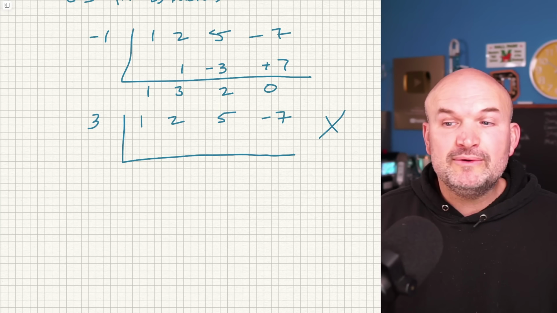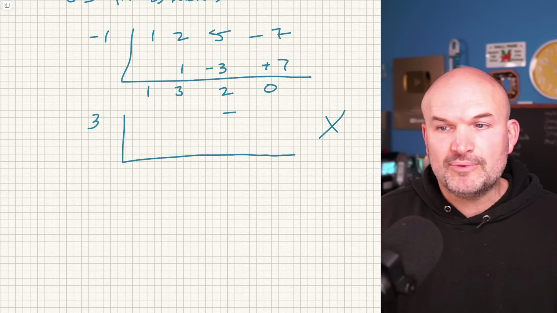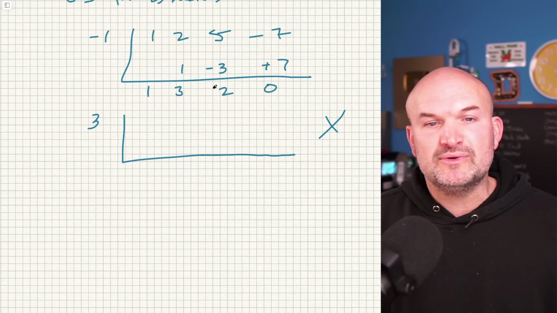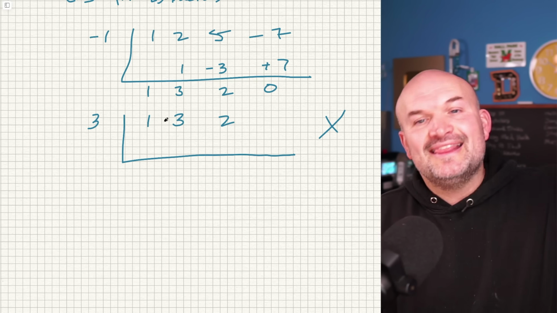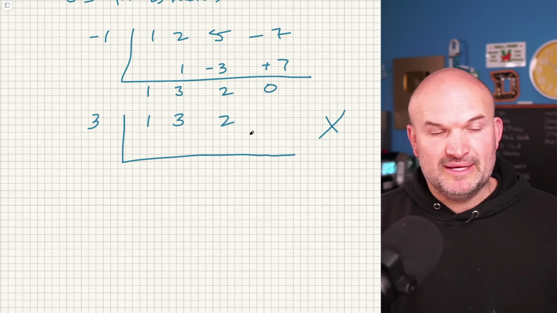So what we would need to do in this case is not take the coefficients from the original problem once we already did, but what you'll want to do is take the coefficients from your previous quotient. So 1, 3, and 2. Then you can go ahead and break that down. That's what you'd want to do in that circumstance.